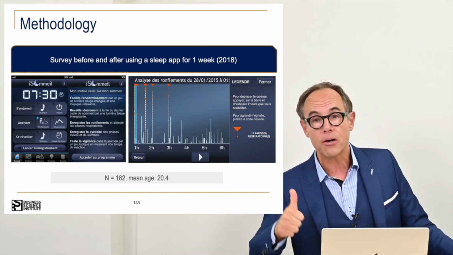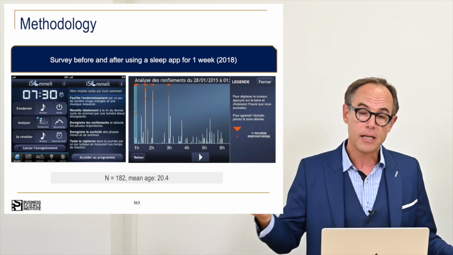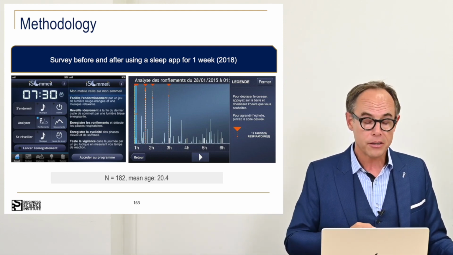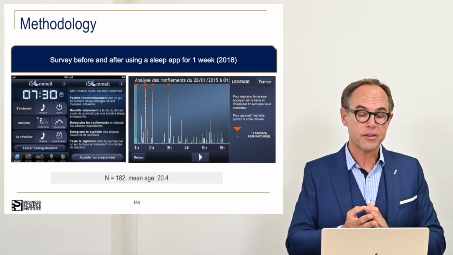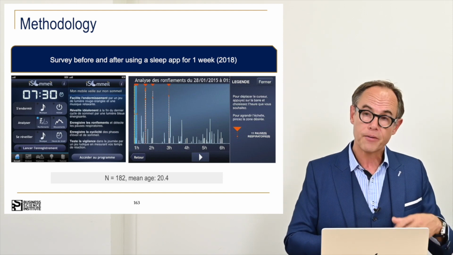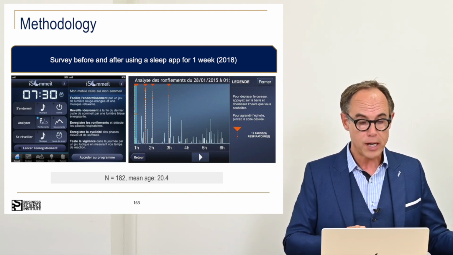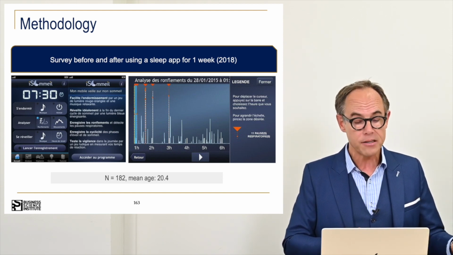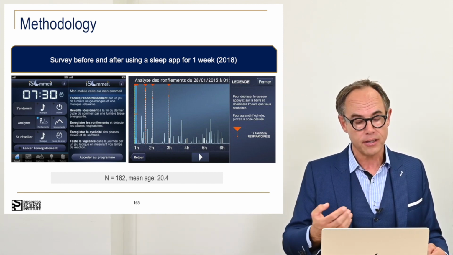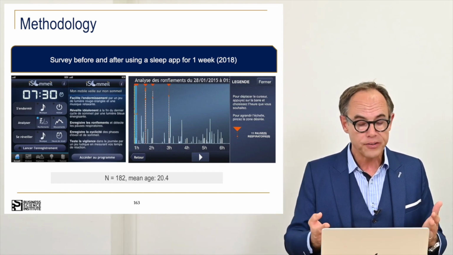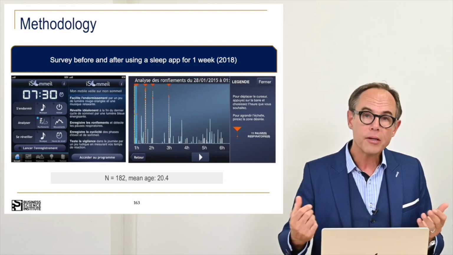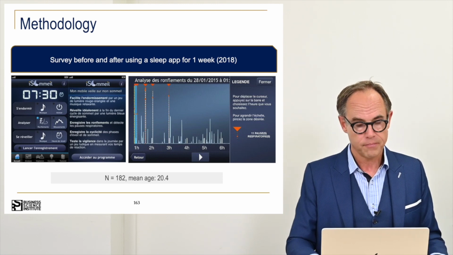Why a sleeping app? Because it was easily downloadable on the typical app stores or on Google Store. So we asked the students to download the sleeping app, to use it for a week. Before using, we asked them some question with established measurement scales. And we asked them the same question after usage. And we had actually a convenience sample of 180 students. You see the mean age is quite low because actually it's related to students.